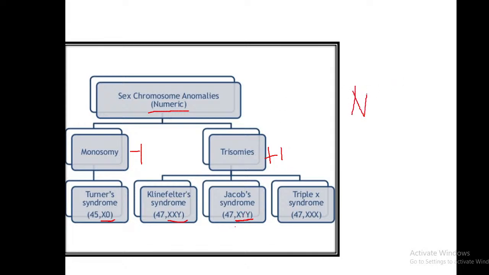What is normal? Normal is XX or XY. That is a normal condition. But here it is XXY, XYY or XXX. That is +1. So XXY, XYY or XXX. The change in number of sex chromosomes results in the trisomic condition.